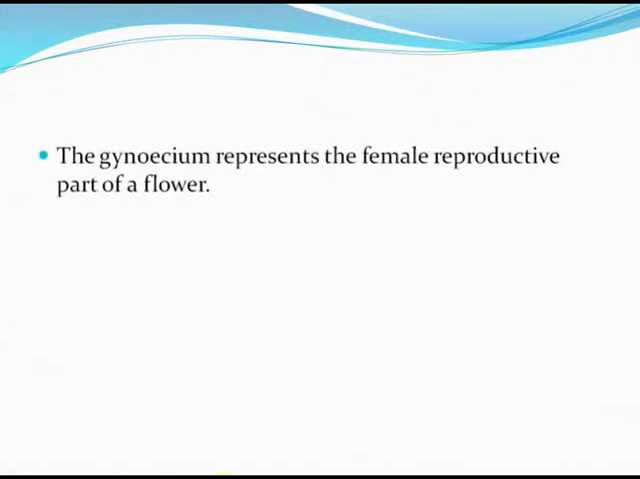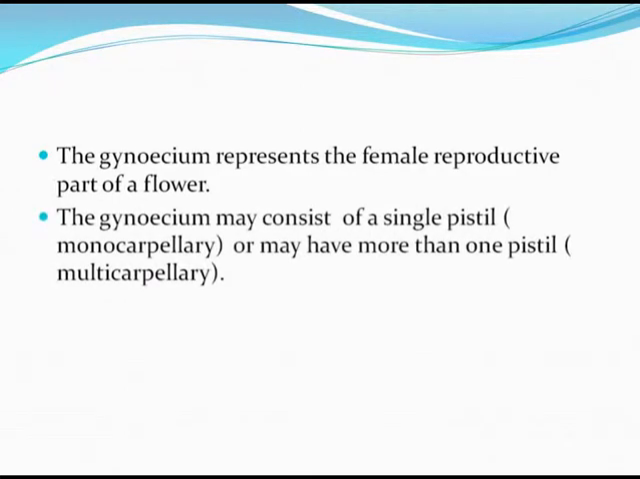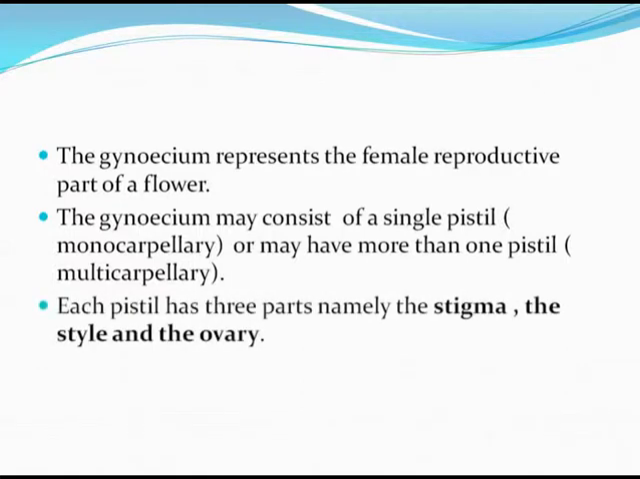The gynoecium represents the female reproductive part of a flower. The gynoecium may consist of a single pistil, a condition known as monocarpellary, or may have more than one pistil, a condition known as multicarpellary. Each pistil has three parts, namely the stigma, the style, and the ovary.